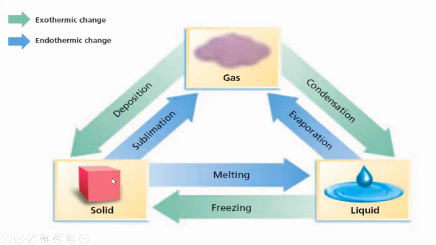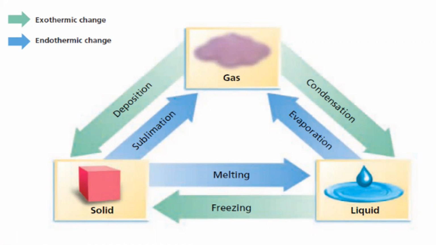Solid is very tightly packed. A gas is very spread apart. You have to take in heat or energy to get those particles to spread apart. A solid to a liquid, same thing. The particles spread apart because they're taking in heat, moving the particles apart, causing them to move faster to change state. And then a liquid to a gas, same thing.